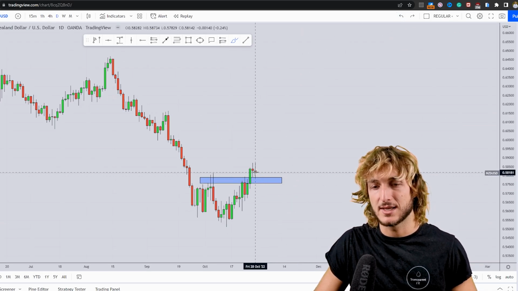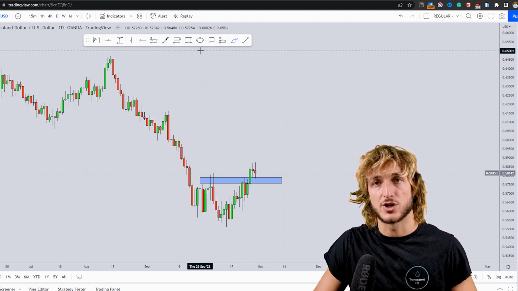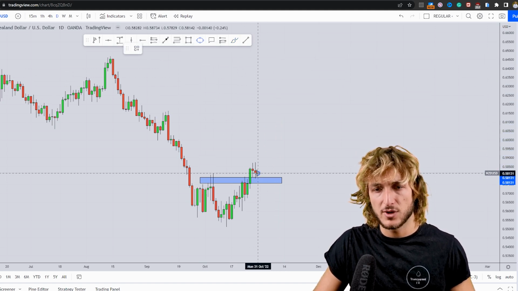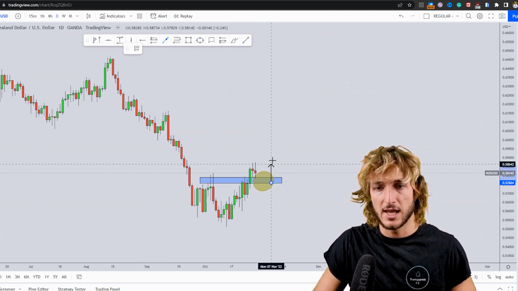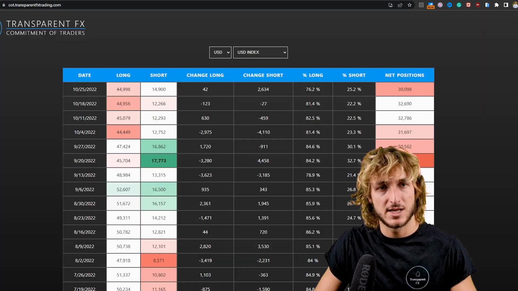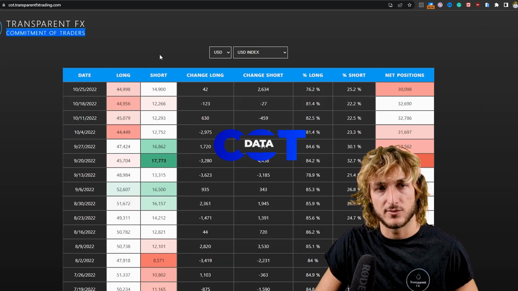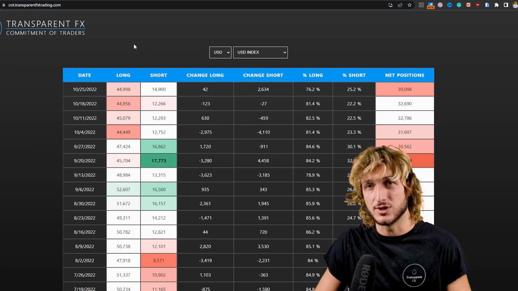And what we could expect is a retest of previous resistance turned support and then a potential rejection to the upside. So from here, that is how we could be approaching a potential rejection to the upside. Now, as usual, trading is reactive and not predictive. But before we speak about this, let's first go and see what is happening from a commitment of traders perspective, which is the COT data.